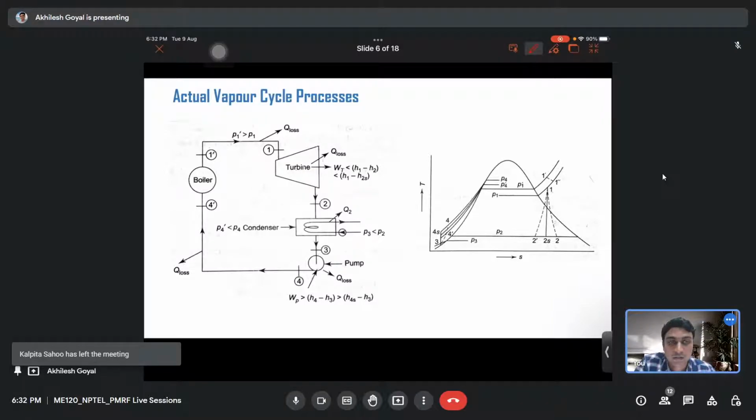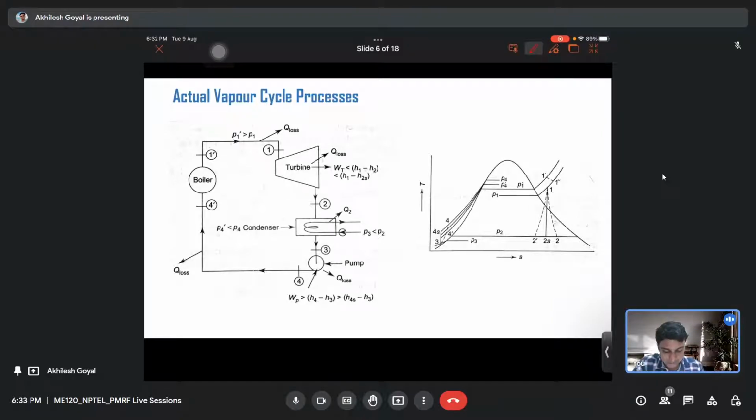So now, till here, we have talked about the ideal reversible cycle. The Rankine cycle is an ideal reversible cycle, but the actual vapor cycle is not the same. The actual vapor cycle consists of many irreversibilities. So it is important to see what the irreversibilities in an actual vapor cycle are.